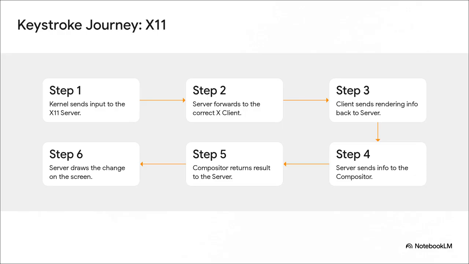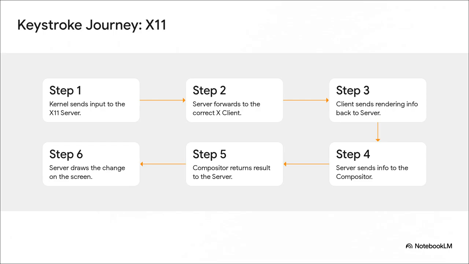Let's just follow a single keystroke. The signal goes from the kernel to the X server. The server then has to figure out which application to send it to. That application then sends rendering instructions back to the server. The server then has to talk to the window manager or a compositor for any fancy effects.